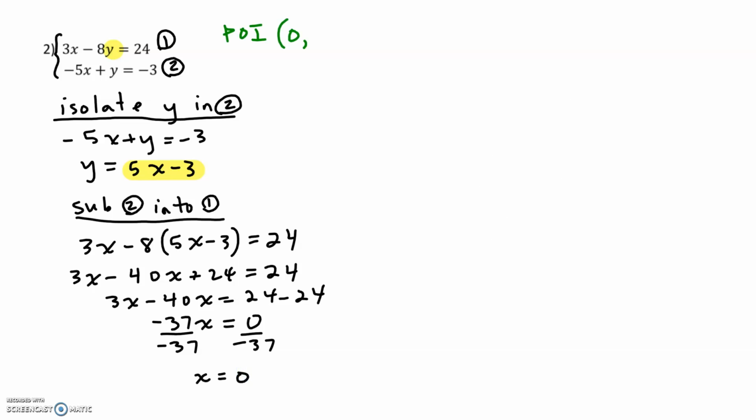All right, we're going to now take our 0. So we know that that is part of the POI. That's our x value of the 0. So we're going to take that x value and we're going to sub it into one of the other equations. So we're going to sub x equals 0 into equation 1. You could sub it into equation 2. Either way, we should get the same answer.